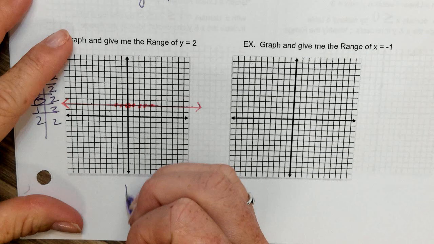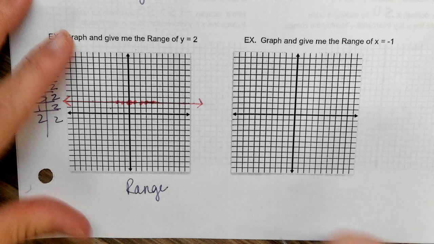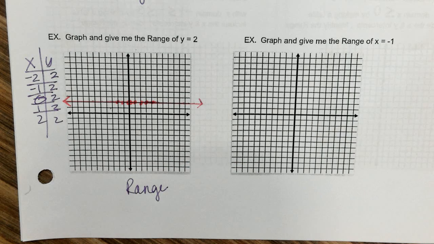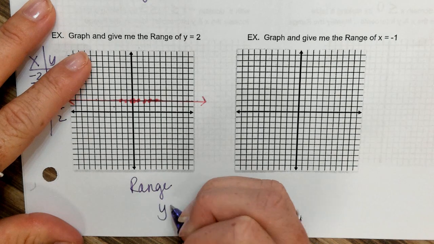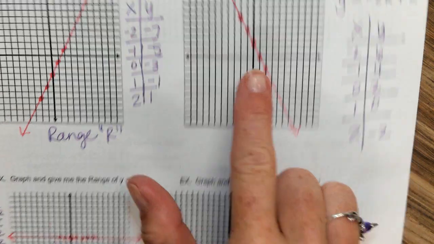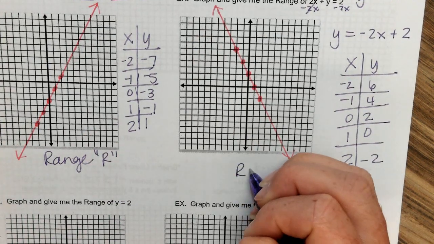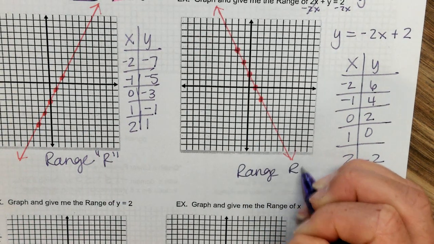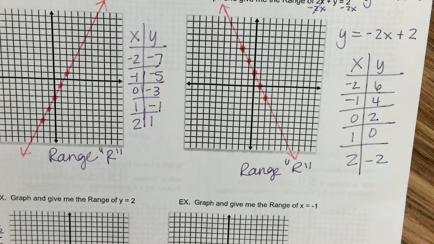What is the range? What does range mean? The y's. So what is the y? y equals 2, because all the y's are 2. We forgot to say the range up here. What's the range? All real numbers, because it's going to keep going forever and ever.